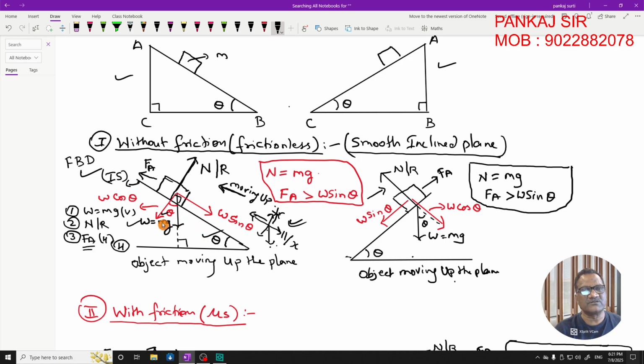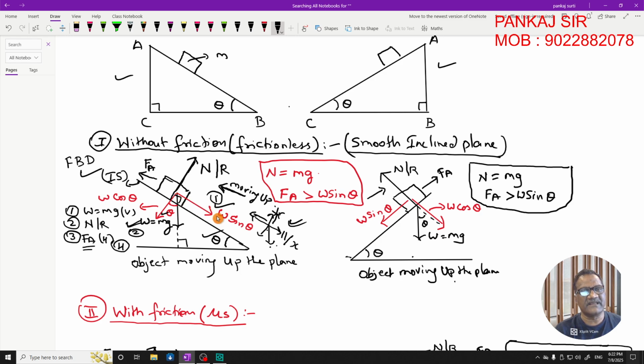Now you get to see the resolved forces of this mg: one which is parallel to the inclined plane, that is this one, and one which is perpendicular to the inclined plane, which is this one. This is the parallel one. The first one is parallel to the inclined plane, and the second one is perpendicular to the inclined plane. Can you see? This component is going perpendicular to the inclined plane, and this one is going parallel to the inclined plane.